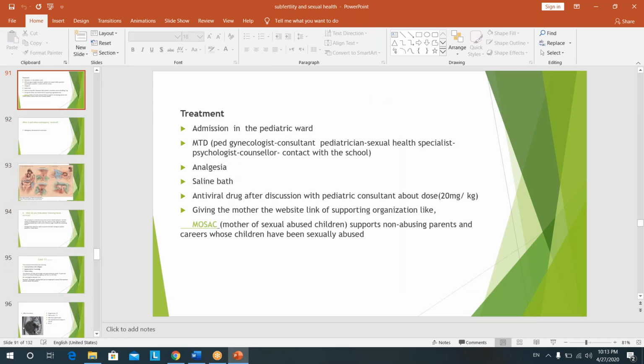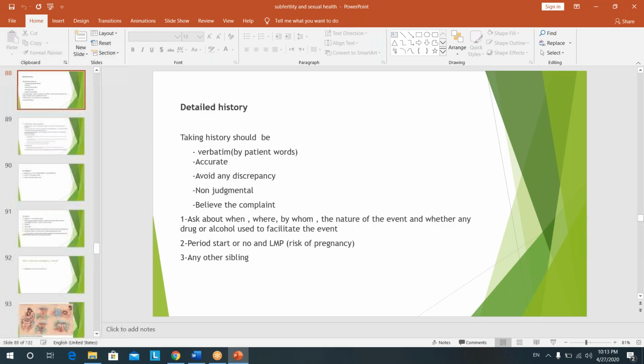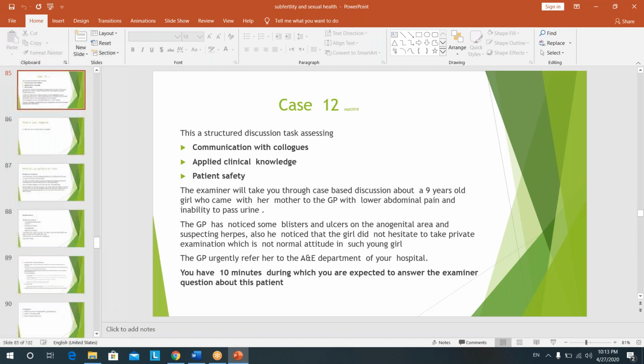Okay, Dr. Atidal, in which position can you examine this patient? This patient is 9 years old. So which position? The frog leg position can be used for the examination. And also she will be on the lap of her mother to feel more supported. This is one of the positions.